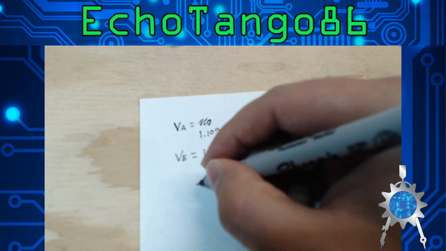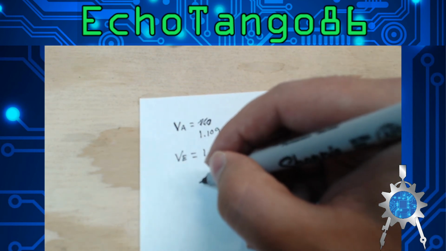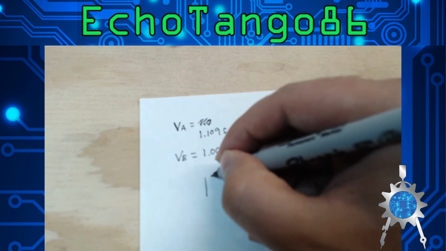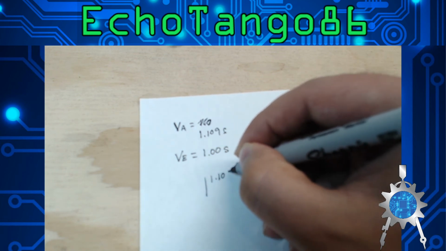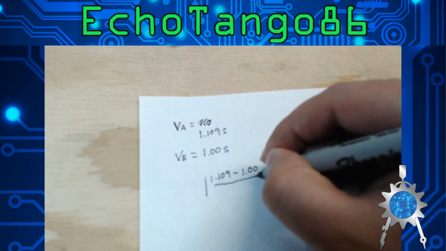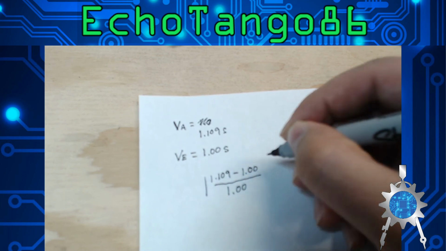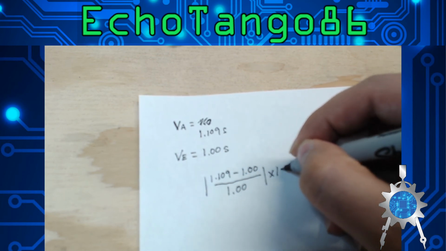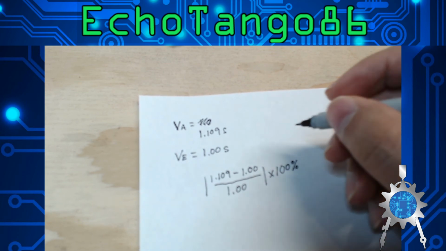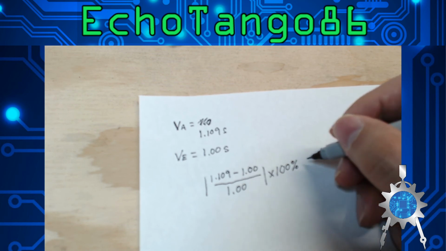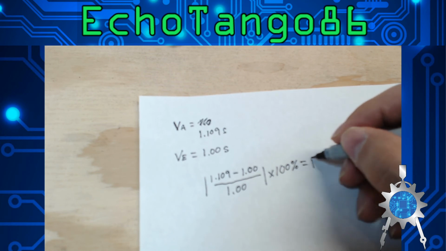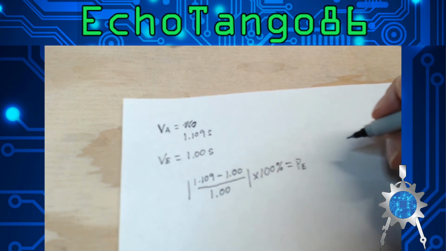So we know that our formula is the absolute value of 1.109 minus 1.00, all over 1.00. And then you multiply that by 100, because when you have 100, you can take that small decimal you're going to have and make that into a percent. And that equals our percent error. I call it PE.